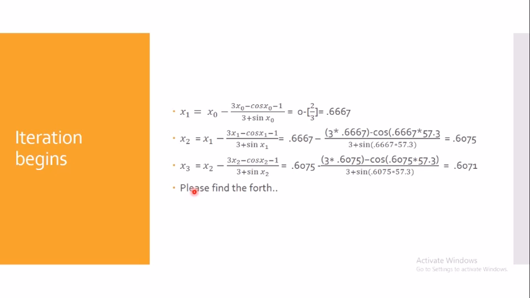The fourth iteration I haven't done, I leave it to you. So you find x4 and just check whether you are getting this answer, that is 0.6071. If you are getting that answer, that means you can stop the iteration and the root is 0.6071. So hence this problem, the second problem, is solved.